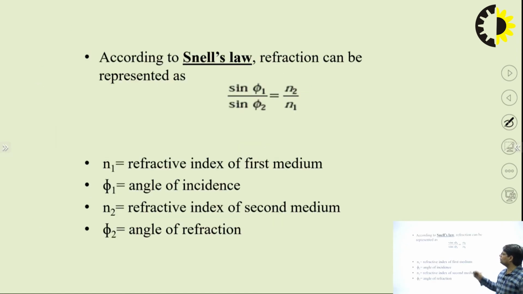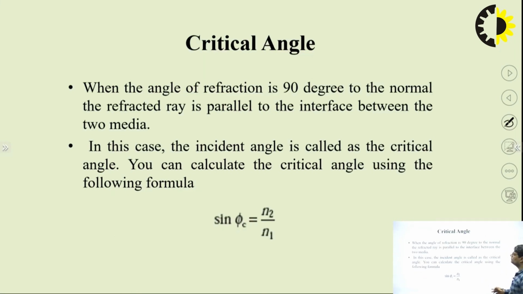We can apply Snell's law here. Basically, the sine of the angle in one medium to the sine of the angle in another medium is equal to the refractive index of one medium to the refractive index of the other medium. For the critical condition, when phi 1 becomes phi c, then phi 2 equals 90 degrees. In this case, the incident angle is phi c.